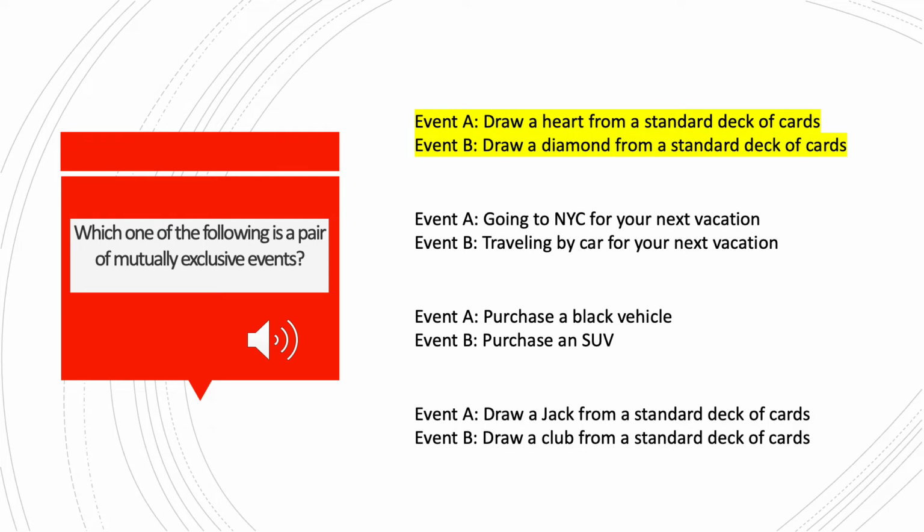And the answer is event A, draw a heart from a standard deck of cards, and event B, draw a diamond from a standard deck of cards. So if you draw 1 card from a deck, it is not possible that that one single card is both a heart and a diamond. It has to be one or the other, right?